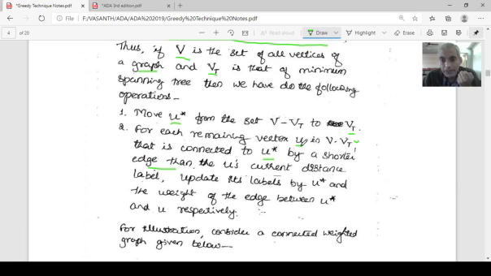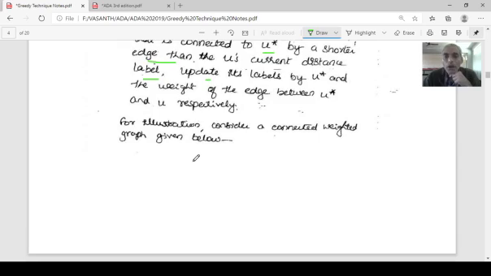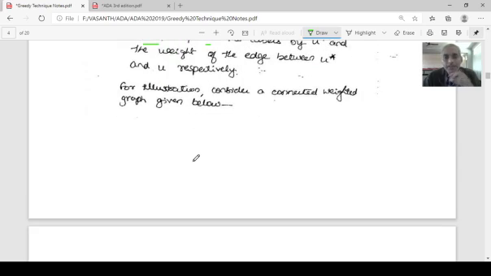If you consider any vertex U, and if that is connected to U star by a shortest edge, then U's current distance label is updated. Now you update that particular label and you add that U star into the set of all vertices of your spanning tree. Now this is the procedure for how we are going to find the minimum spanning tree.